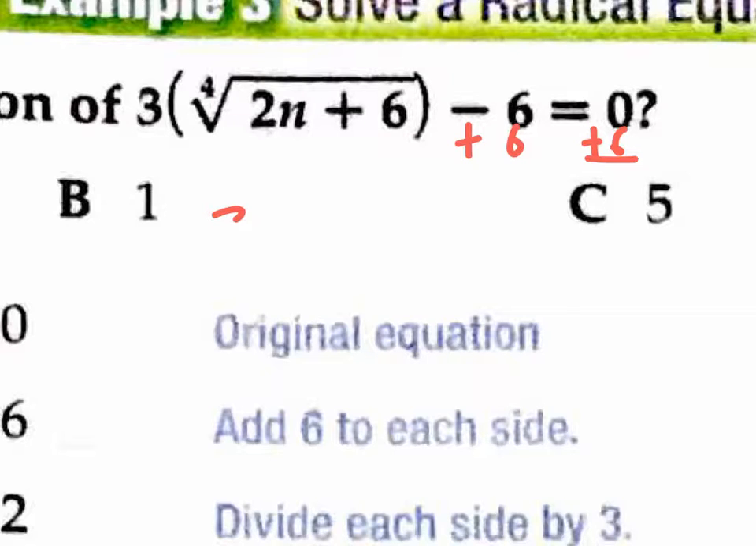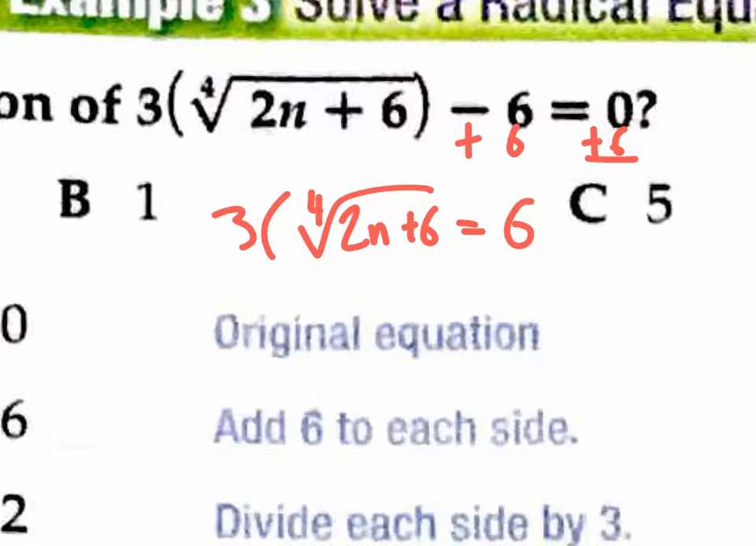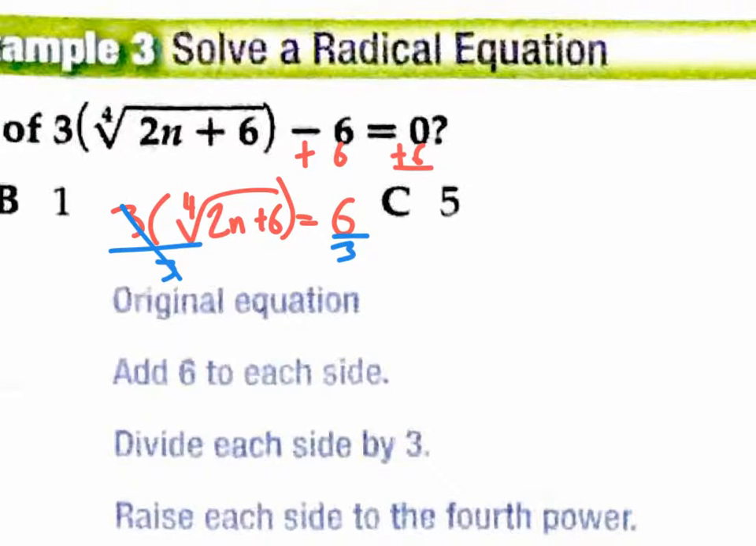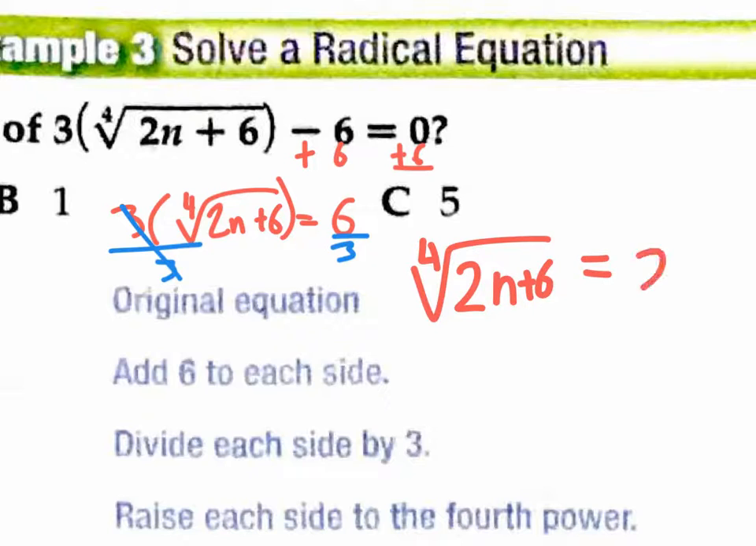Let me rewrite everything. You have 3 parenthesis the fourth root of 2n plus 6 equals 6. And then you would divide both sides. Well, I forgot the parenthesis over here. Then you divide both sides by 3. So you'd end up with, need more space. Let me go over here. You end up with the fourth root of 2n plus 6 equals 2.